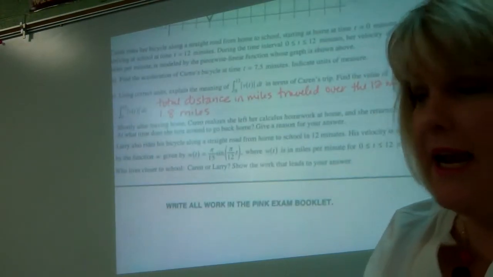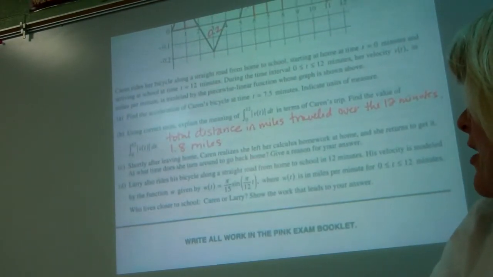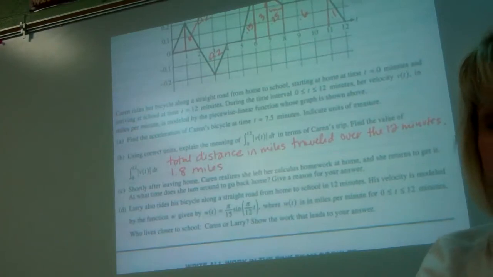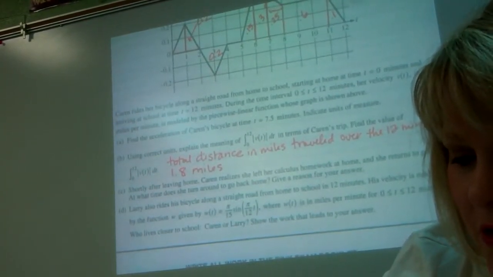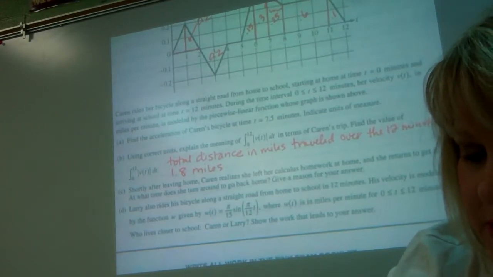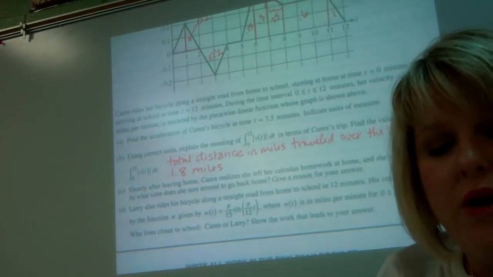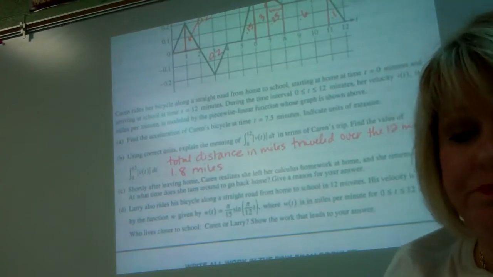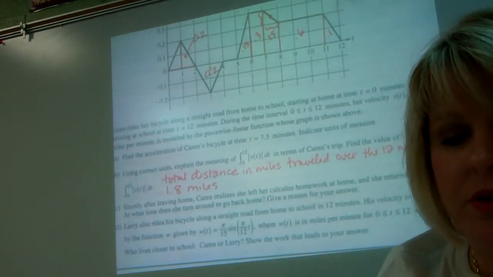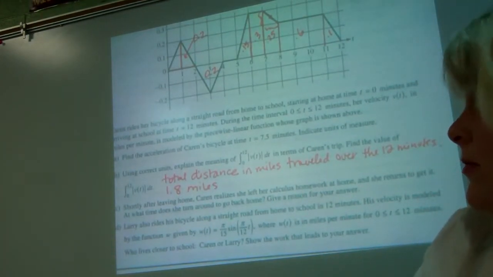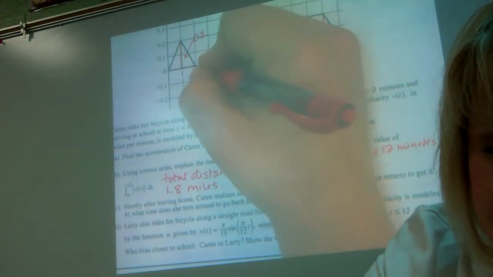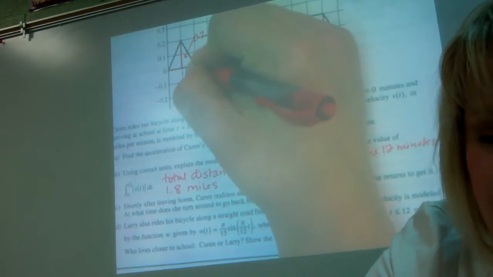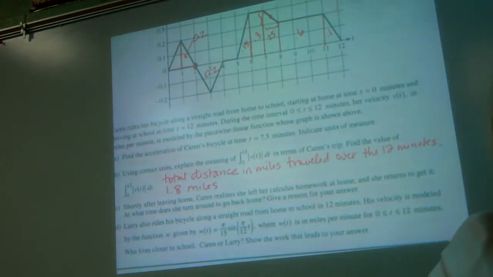Alright, part C. Shortly after leaving home, Karen realizes she left her calculus homework at home, and she returns to get it. At what time does she turn around to go back home and give a reason for your answer? So, when did she go back home? Did y'all figure that one out? When did she turn around and go back home? Oh, I put t equals 2.